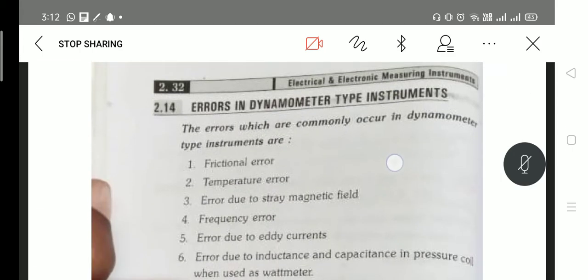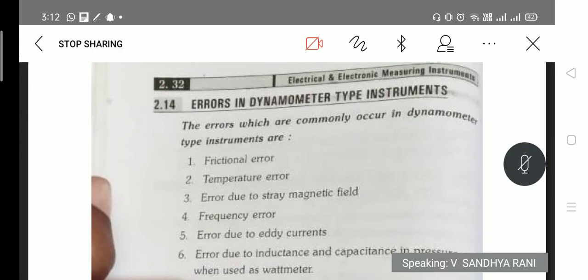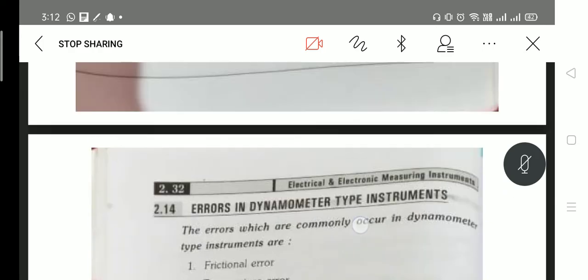In this dynamometer also we have some errors: frictional error, temperature error, stray magnetic field and frequency error, error due to eddy currents, and error due to the inductance and capacitance in the pressure coil. These are the errors in the electrodynamometer instrument. Okay, it is clear.